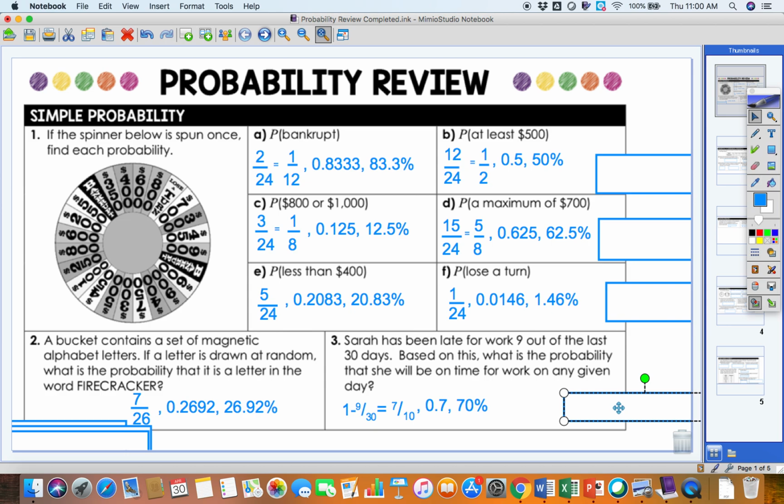Make sure when you're reading the situations, you look for things like not, or here the situations are offsetting. So if you're not on time, then you're late. So those situations offset each other.